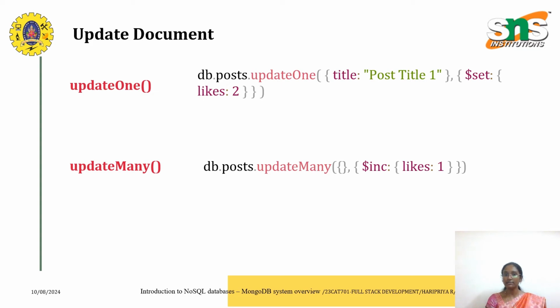db.post.update1. So later, for the title I will give the post title one. Which database entry do I want to change? Post title one. So dollar symbol set, I will put in the set documents. Which field you have to change, update it in my entity, so you have to give the set method.